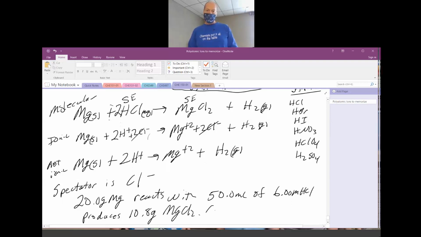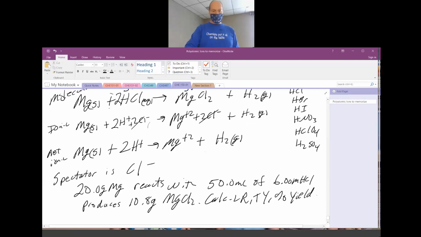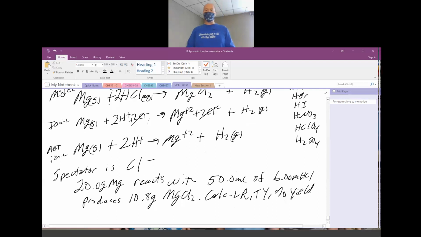All right, so then the question is to calculate the limiting reagent, theoretical yield, and the percent yield. So limiting reagent, theoretical yield, percent yield. There is a 100% chance that a question just like this will be on the test. Anytime you have limiting reagent, theoretical yield, percent yield, you always have to work in moles. Then you use the balanced chemical reaction, use that mole ratio.